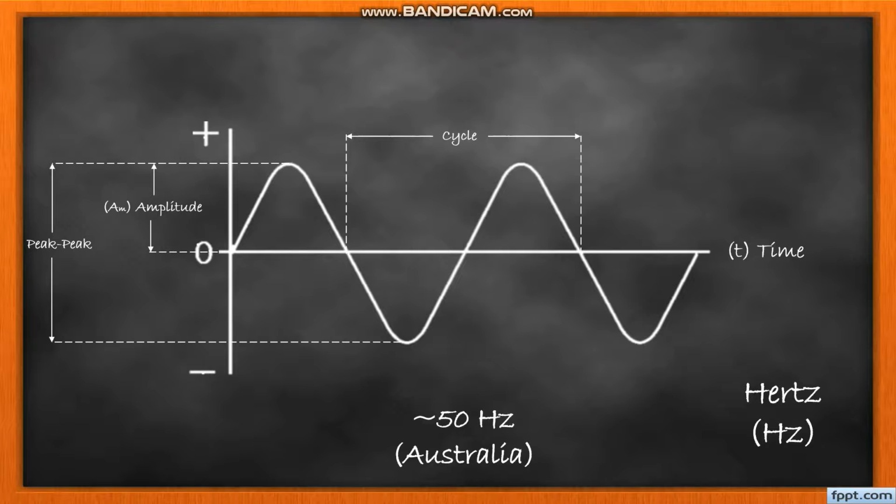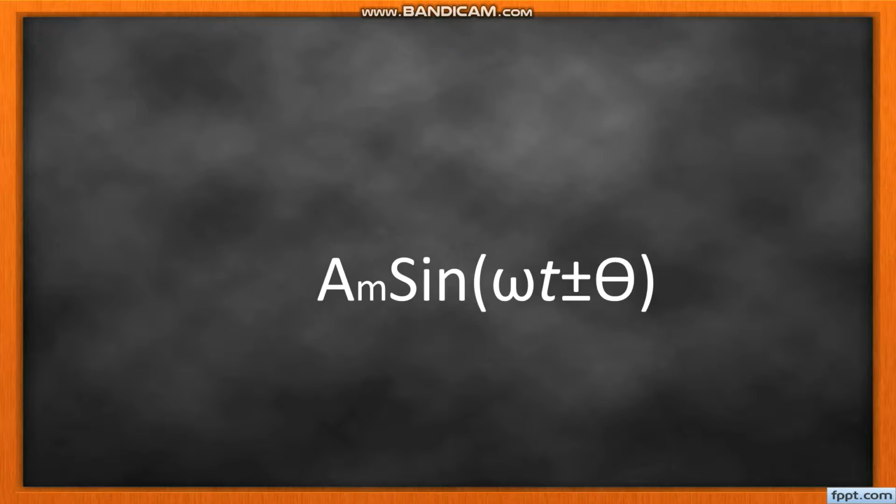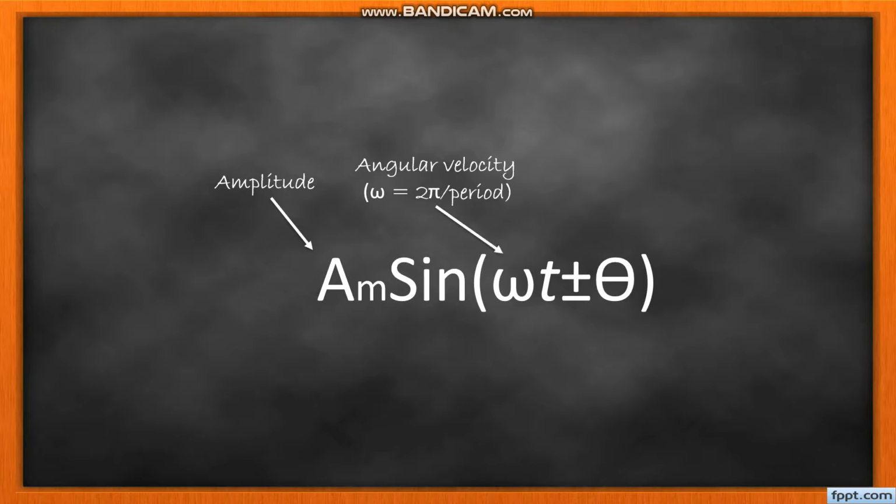The waveform plot shown can be described mathematically by a formula. The formula used to plot AC is in the form A_m sin(ωt ± θ), where A_m is the amplitude, ω, which looks like a lowercase w, is the angular velocity, which is 2π divided by the period. t is the time, and θ is the phase.